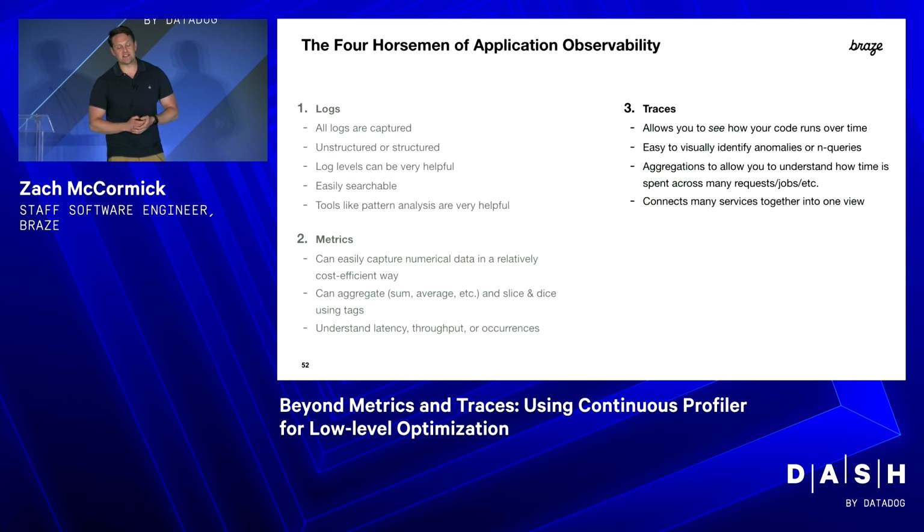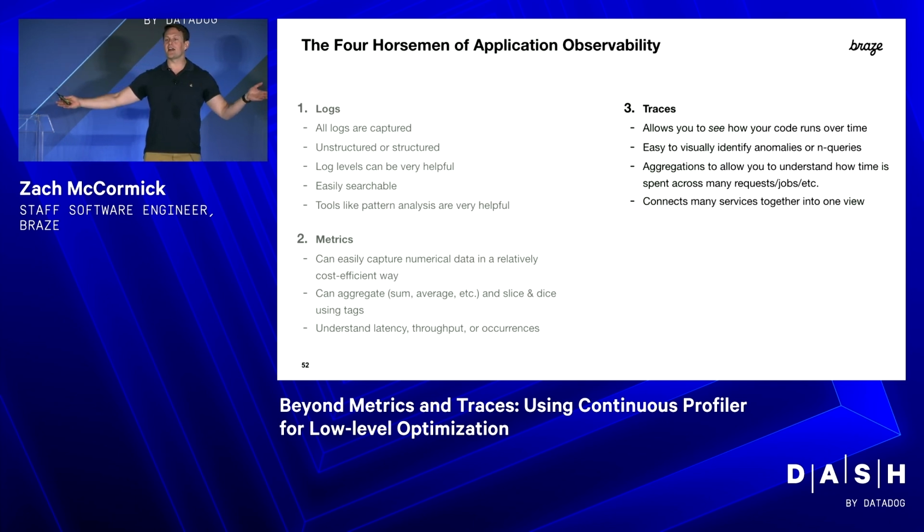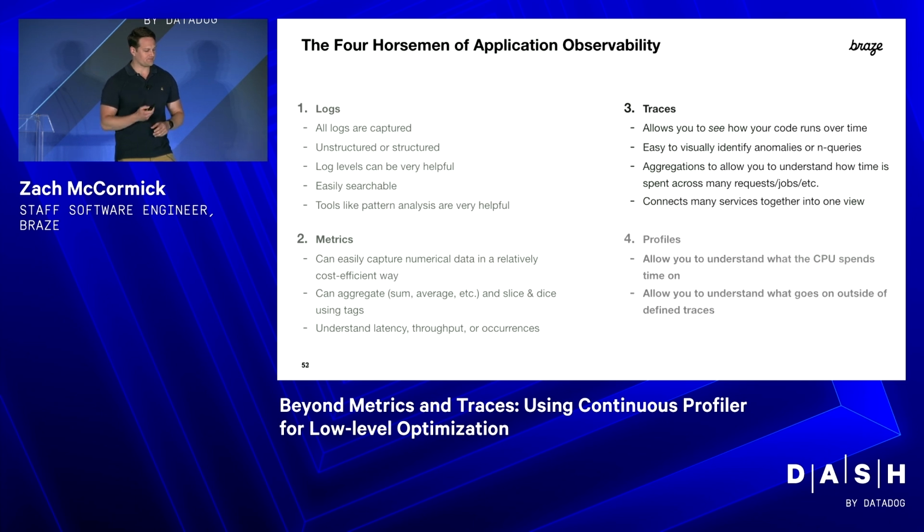And the aggregation of traces as well, maybe not newer at this point, but one of the newer features, allows you to understand how time is spent across many requests, which can also be really useful. Like, how often is this particular span showing up when this particular request is happening? And it connects many services together in one view. So with the power of distributed tracing, you can see across your entire application, especially if your application is composed of microservices, how is it all working? Where is your slowness located, or where your problems may be located?